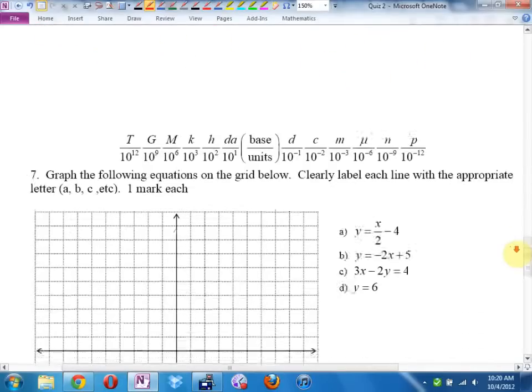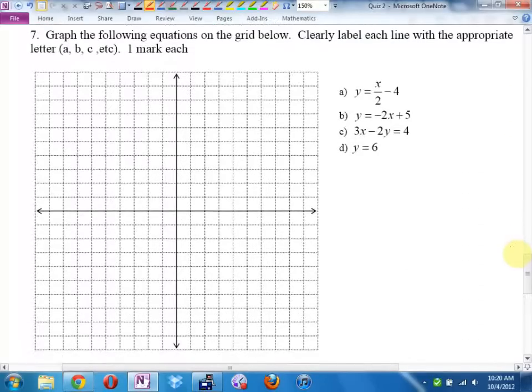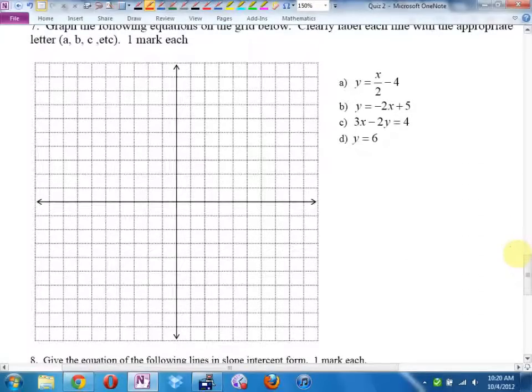Turn the page. Graphing. A and B are in slope-intercept form. Woohoo! C is not. D is. Woohoo! Let's do A first. First thing I do is I graph the y-intercept, which is -4. So I'm going to go dunk right there. 4 down. What's the slope?